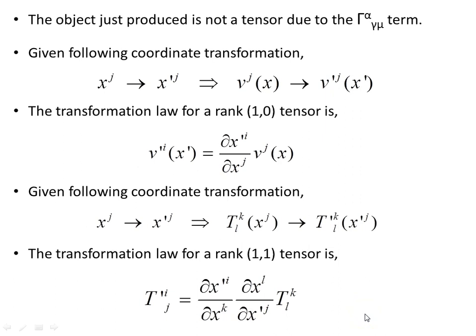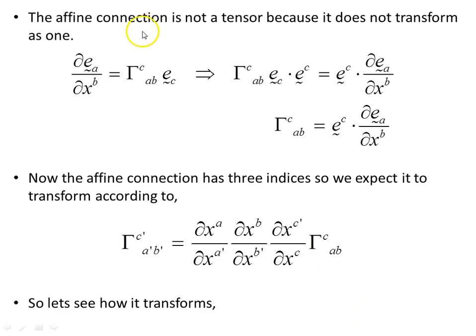Okay, next bit. Now, the affine connection is not a tensor because it does not transform as one. To show that, if it were one, then you would expect that gamma c a b here would be multiplied by these terms here, because there are 3 indices, so there should be 3 of these, and then in the primed frame it would be this. But we'll see that this is not the case. To begin, let's remind ourselves that the partial derivative of the basis vector with respect to x b is this object here.